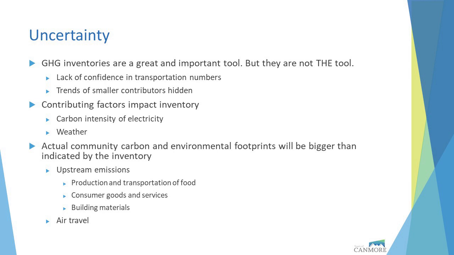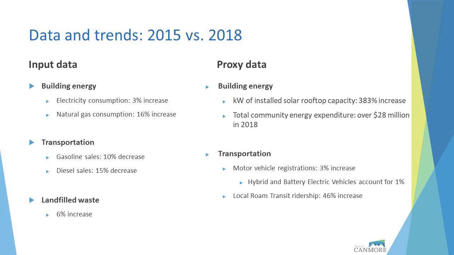To mitigate some of these limitations in our report to council, as well as moving forward, we included all of the input data alongside the inventory, just to show some of the trends that were happening behind the scenes. So on the left of this slide is all the data that went into the inventory, just being transparent about what was happening behind the scenes. And then on the right is what we call proxy data. This data helps complete the picture where maybe the inventory might be lacking a little bit, especially in terms of transportation, where we're estimating based on fuel sales.